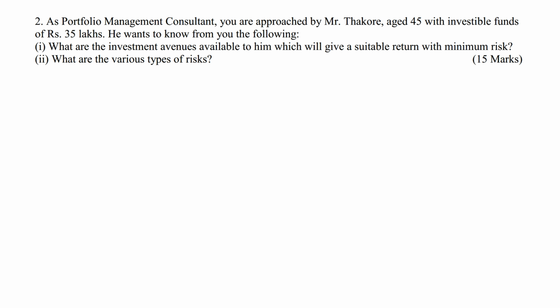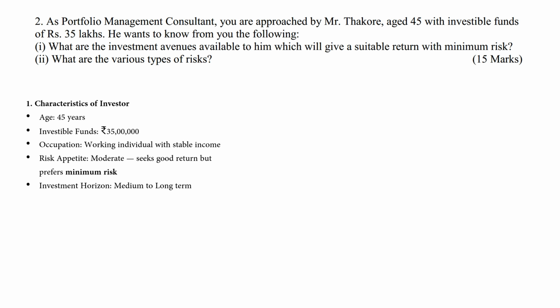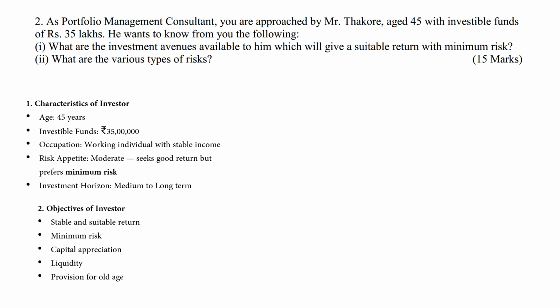Now whenever you get such kind of question, always remember first divide the answer in multiple stages. First stage, only note down the characteristics. So age 45, investable fund is 35 lakhs, occupation working individual with stable income, risk appetite will be moderate, seeks good return but prefers minimum risk, and investment horizon will be medium to long term. Those are like fixed pointers. Objectives of investor: stable and suitable return, minimum risk, capital appreciation, liquidity, and provision for old age.